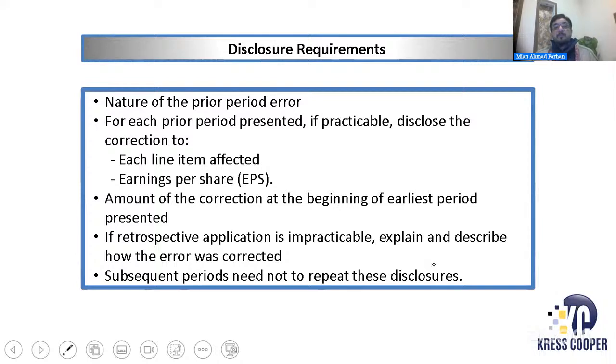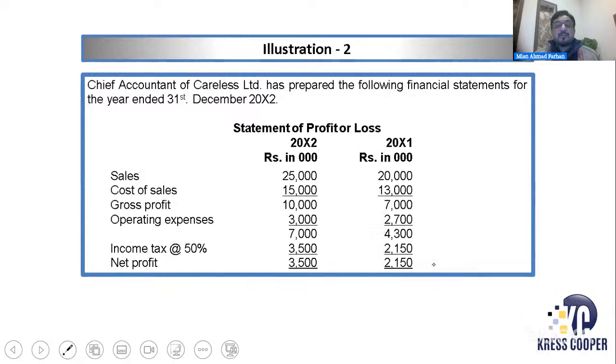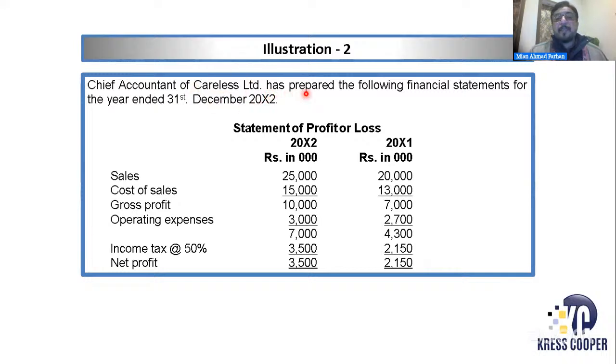For each period presented, if practicable, disclose the correction of each line item affected and the EPS, earnings per share, impact. The same disclosure that we discussed in accounting policies change. Also the amount of the correction at the beginning of the earliest period presented. If retrospective application is impracticable, explain and describe how the error was corrected, and subsequent periods need not repeat these disclosures.